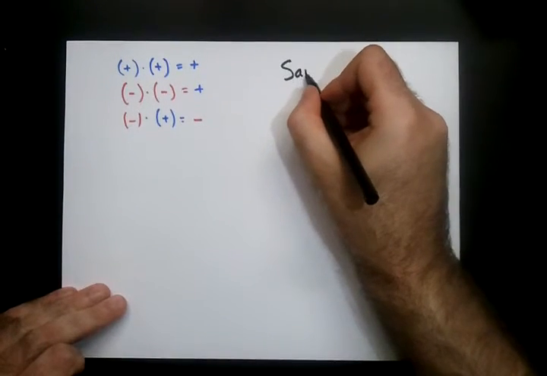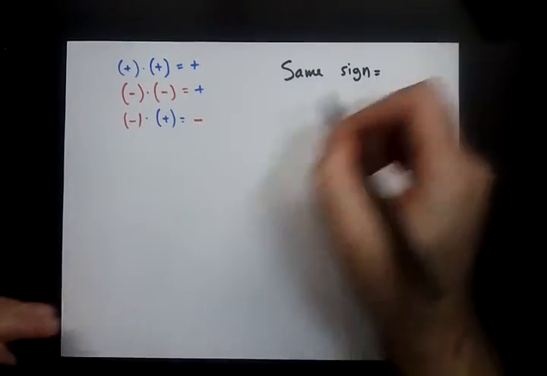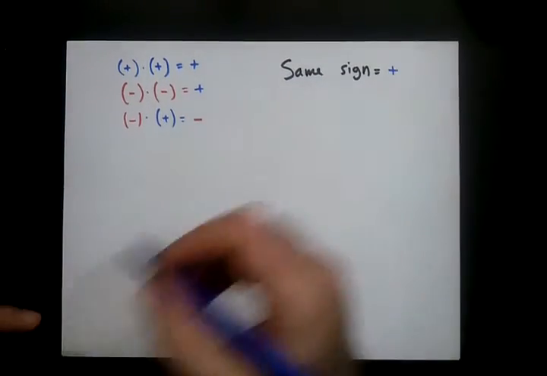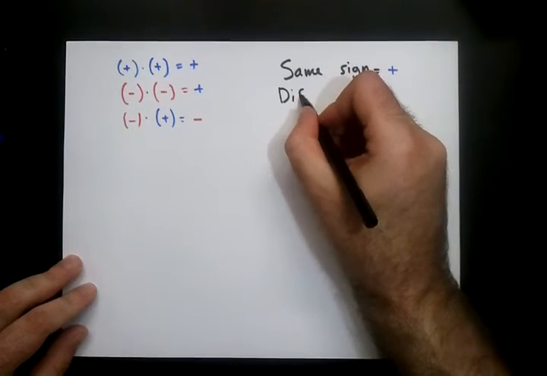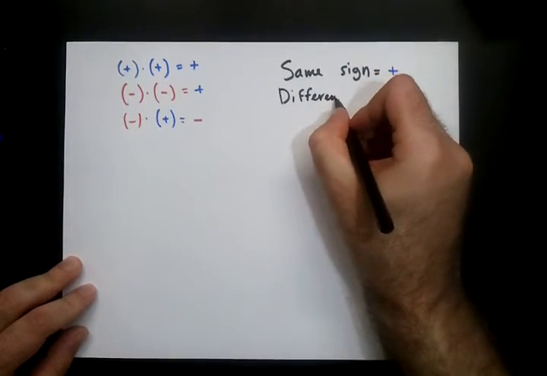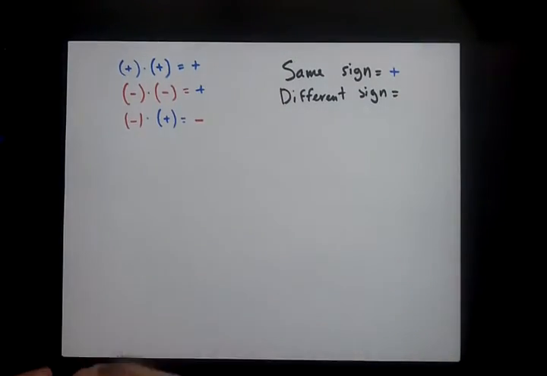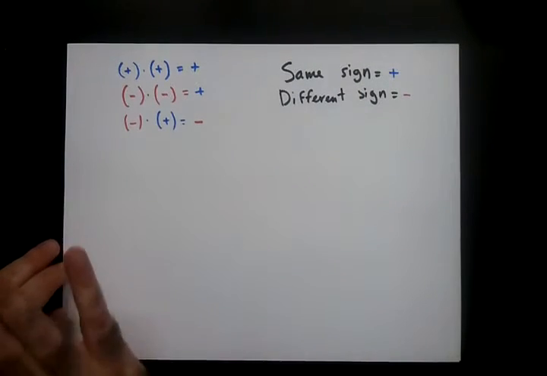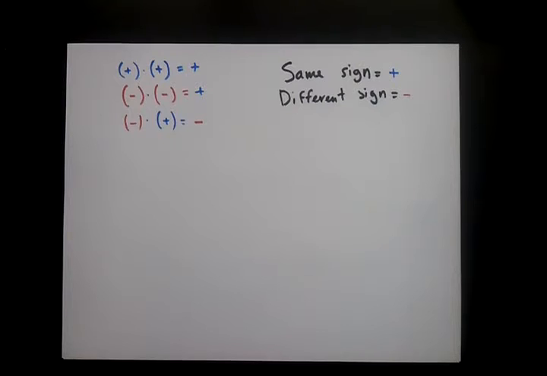So if they have the same sign, then the answer will always be positive. If the sign is different, then it's always negative. And this applies to both multiplication and division. I know I just did multiplication here, but it applies to both. So let's do a few examples here.